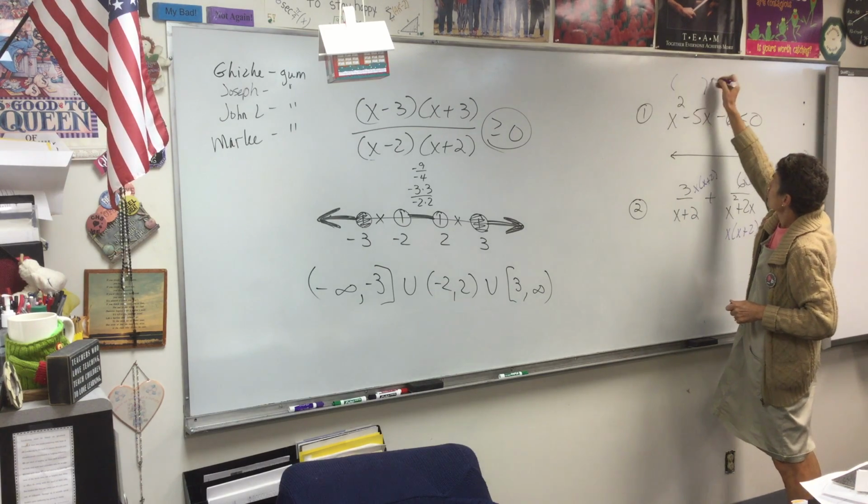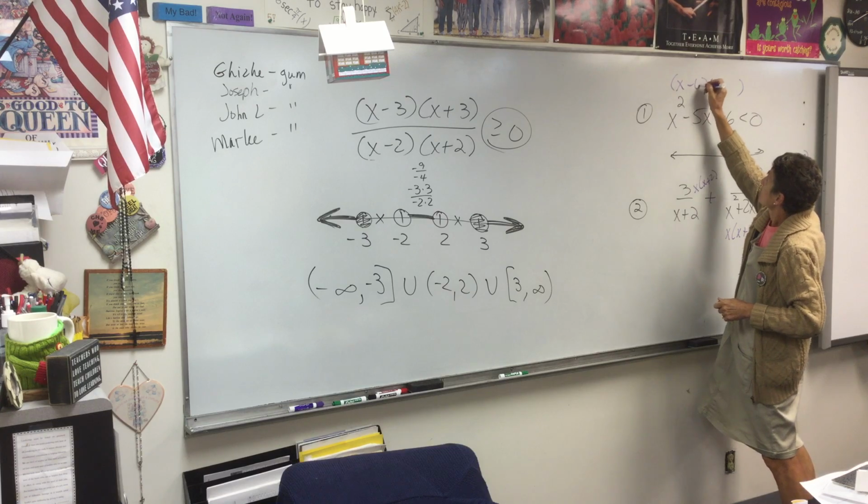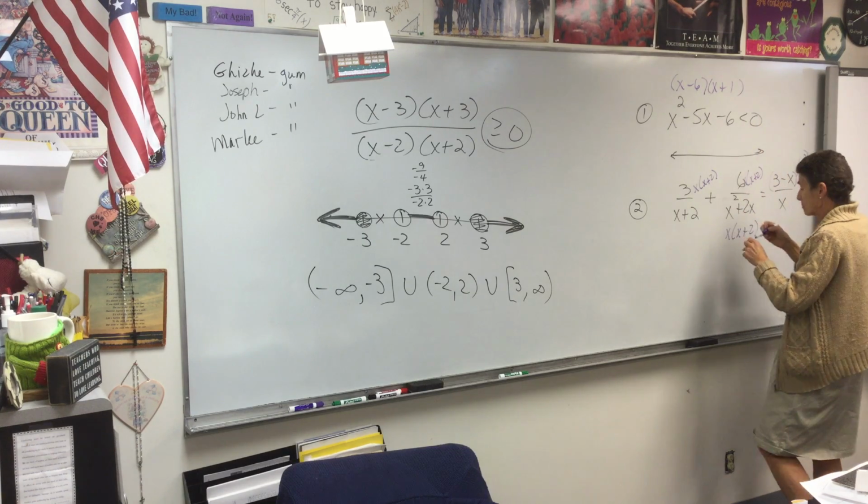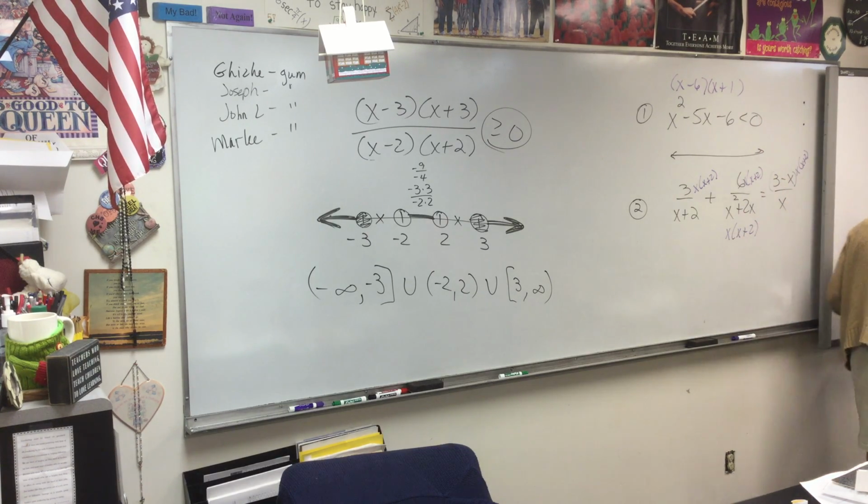Trey, are you talking about this first one? Everything by x. Yeah, it'd be negative 6 and positive 1. Yeah. You have to multiply everything times x times x.